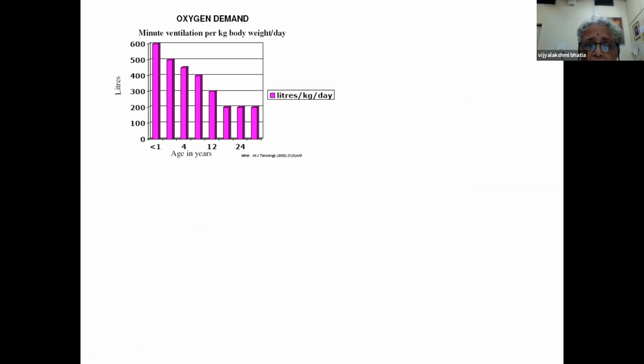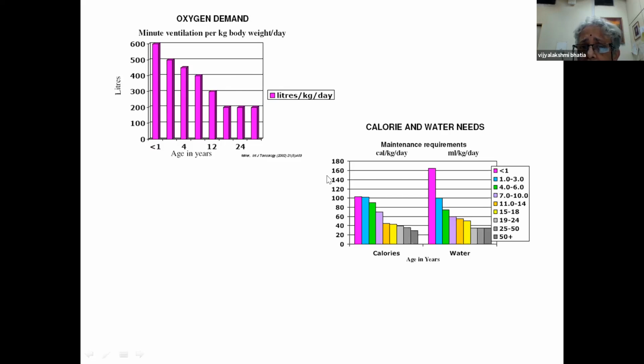Here we can see on the y-axis the oxygen demand of the body in minute ventilation per kg body weight per day. And we can see how much more, 3 times more, is the minute ventilation in an infant as compared to the future adult. Similarly, the calorie needs per kg per day and the water needs in ml per kg per day are 2 to 3 times that which an adult would need.